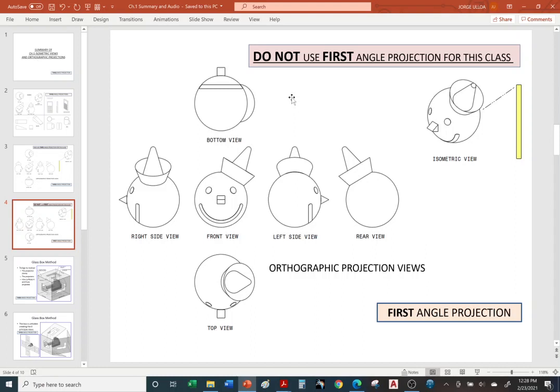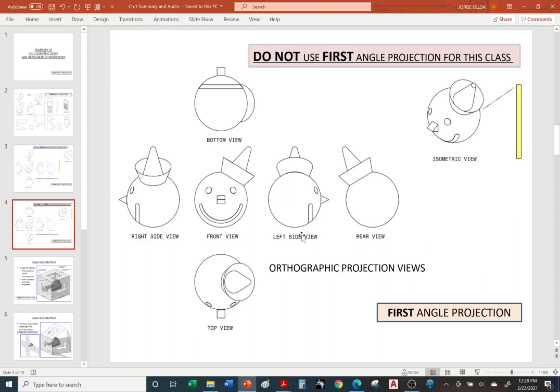And here we have first angle projection again, except we don't use first angle projection in this class, to avoid confusion. In this case, you would attach the rope or the chain to the back of Jack's head, and you would get these views instead if you use first angle projection.